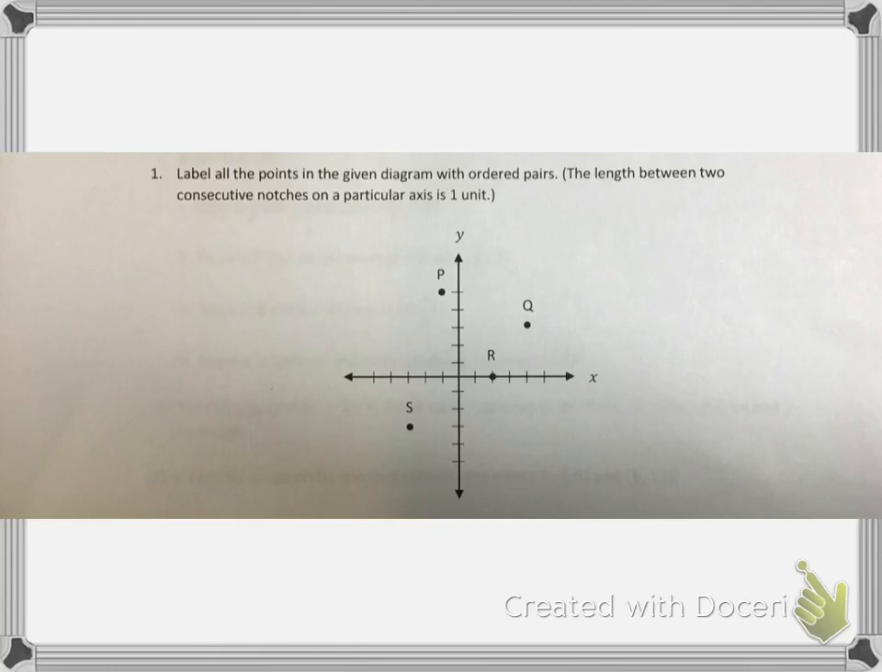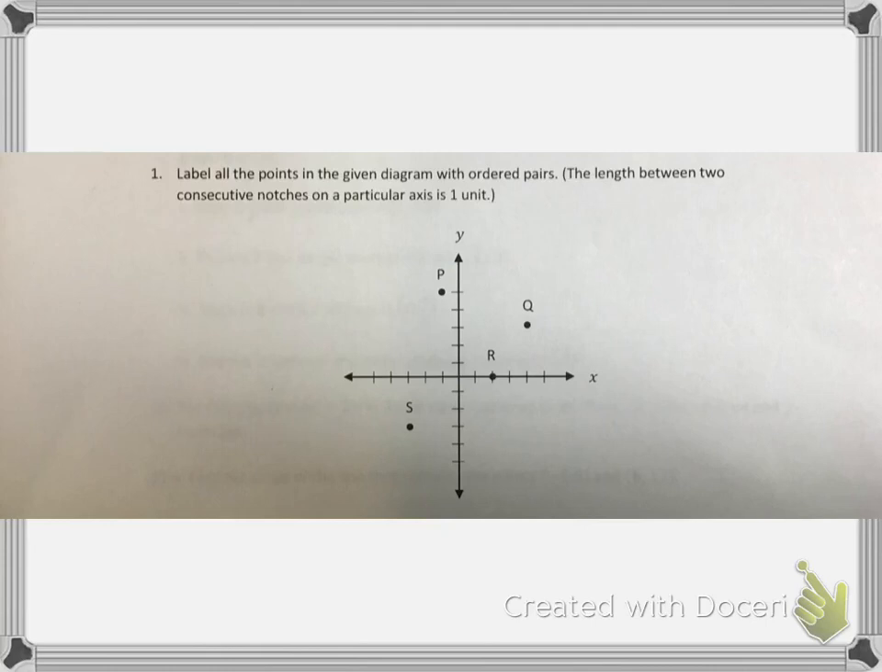And what that means is when we are looking at that distance right there, we're talking about 1 unit. So from here to here, we're talking about 1 unit. That's what that means. It's not measured by 5 or 10 or anything like that. The unit is 1. So I'm going to start with P.